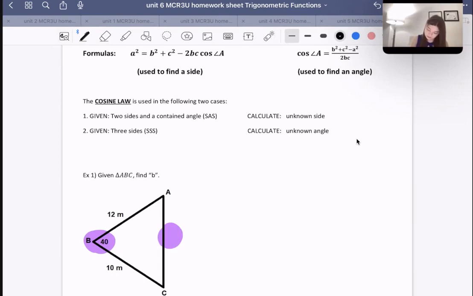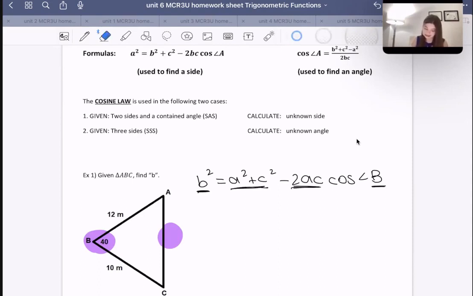The first formula states that a squared, which in this case is going to be b squared, because that's what we're looking to find, is equal to a squared plus c squared minus 2ac cosine angle b. So notice how I did change around my variables, but I was consistent, right? This b squared and this b are the same, and I also kept a and c the same and consistent here. So I switched around my variables, but I was consistent.